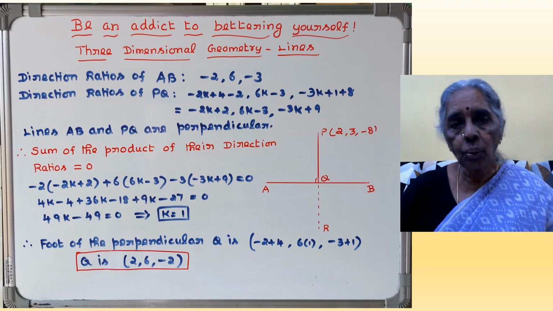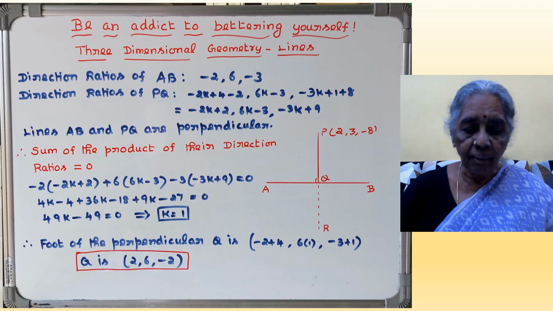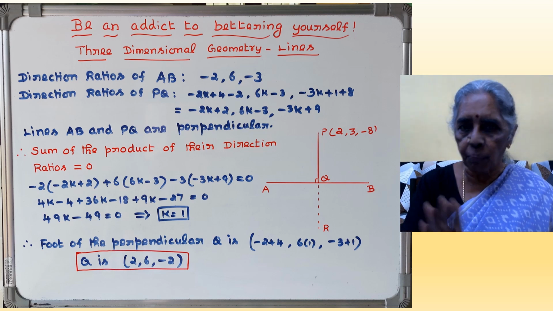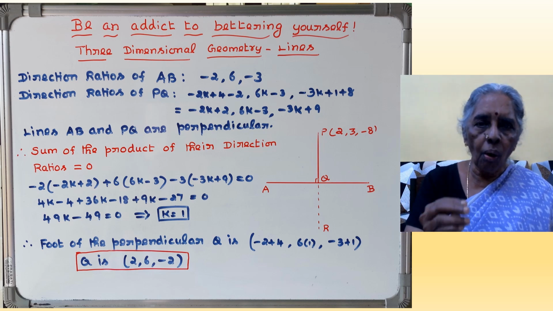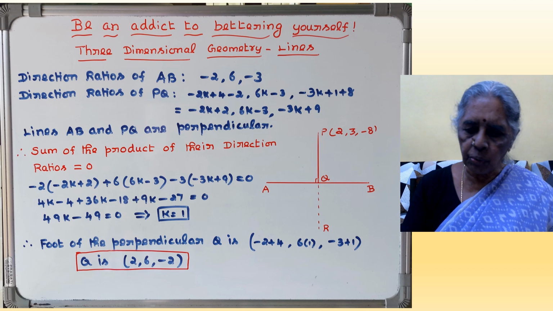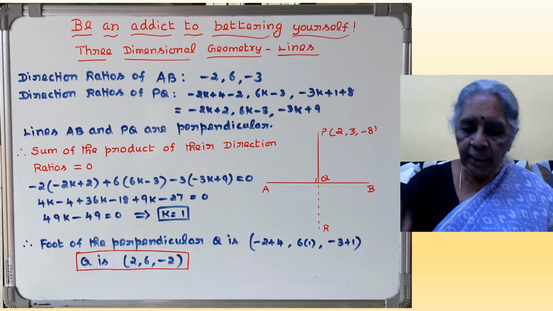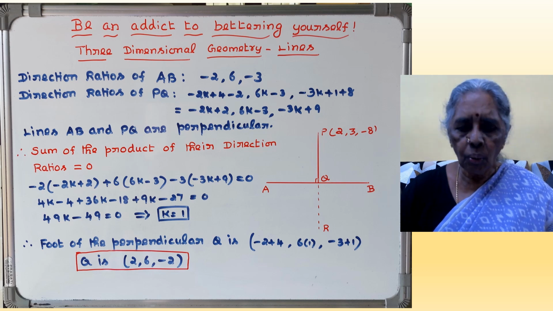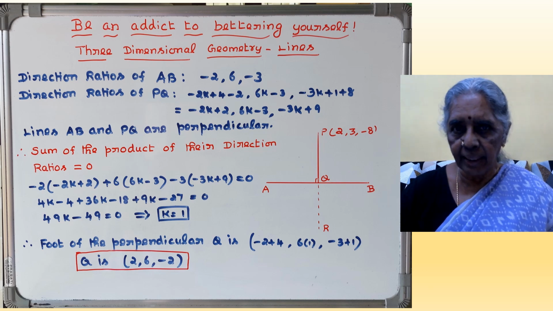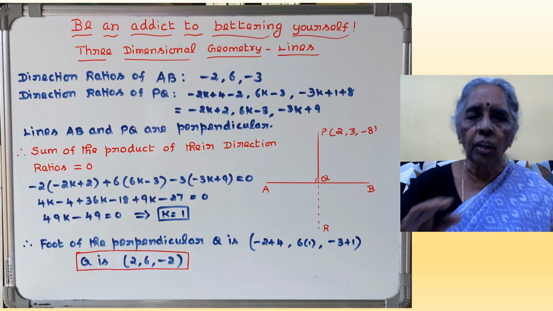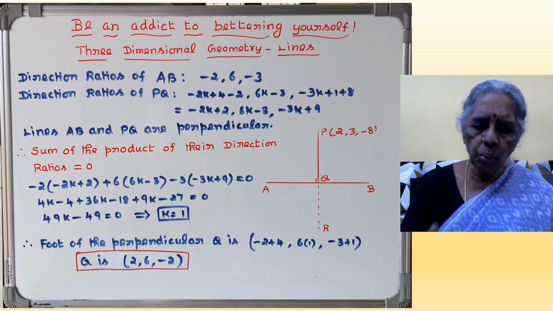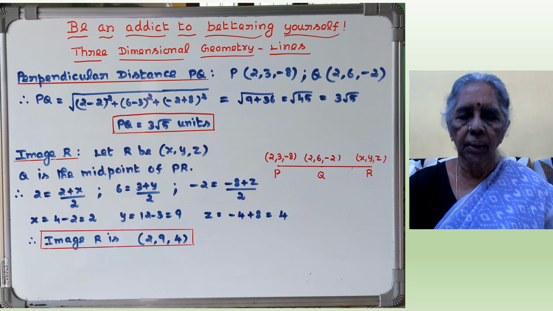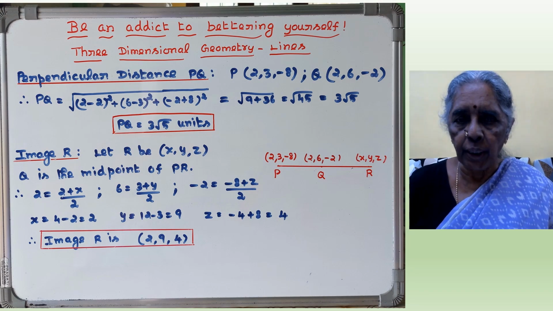Now, you know the coordinates of Q already. Here, don't have any confusion. There is only the DRs of PQ. Don't substitute there. You have the coordinates of Q. In that, you substitute k is equal to 1 and you will get Q as 2, comma 6, comma minus 2. So you got one answer. Three answers you have to find in that. The foot of the perpendicular Q is 2, comma 6, comma minus 2. We have found the foot of the perpendicular Q.